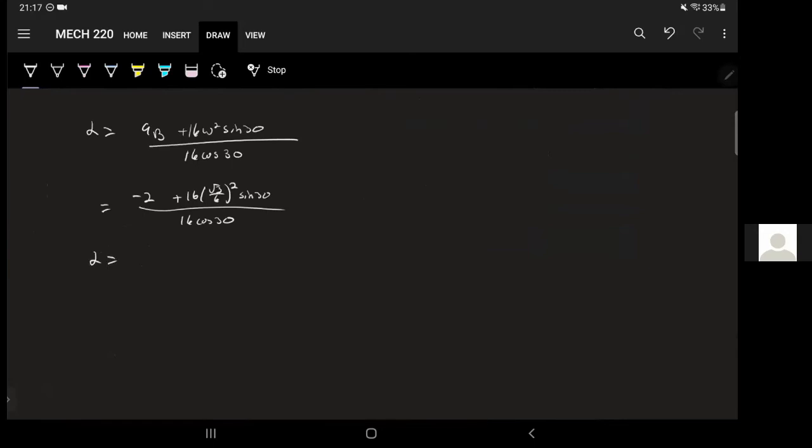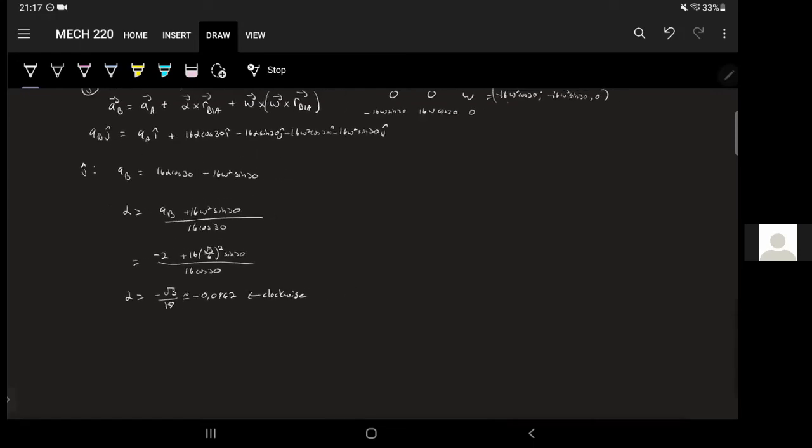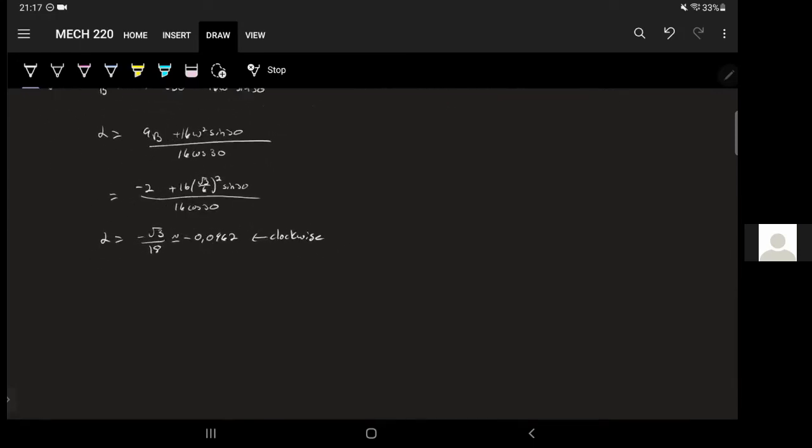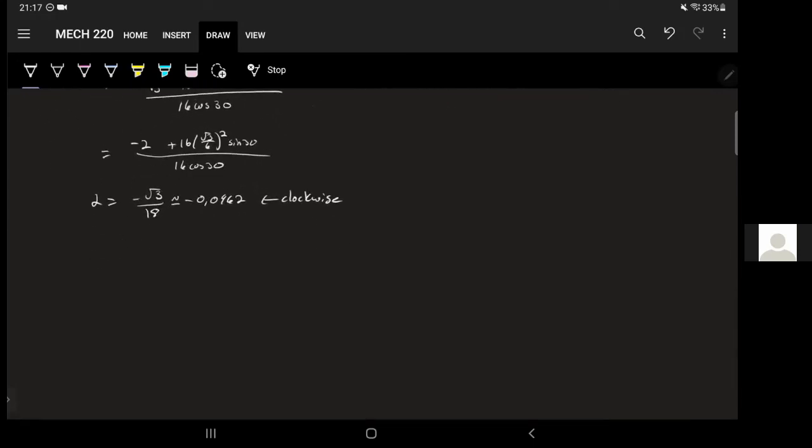Therefore, alpha is going to be equal to minus square root of 3 over 18. And note here that the sign will follow my convention that I wrote before. I'll talk a bit more about it, but basically this minus sign here means that this is going to be clockwise. Yeah, I'll talk about it a bit more, so I'm just going to continue.